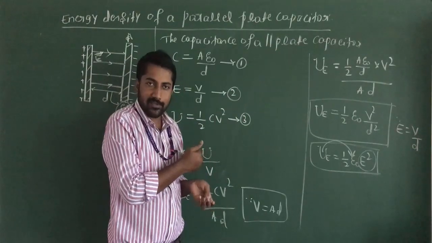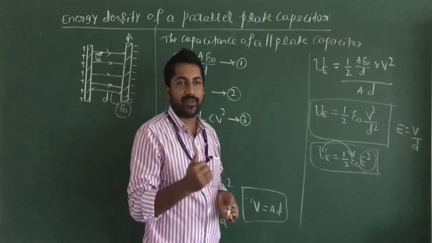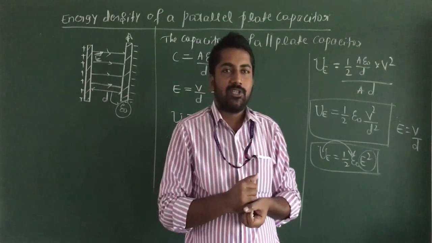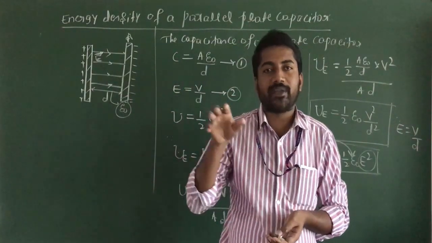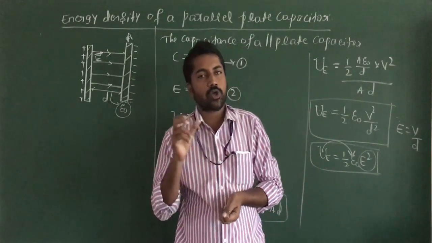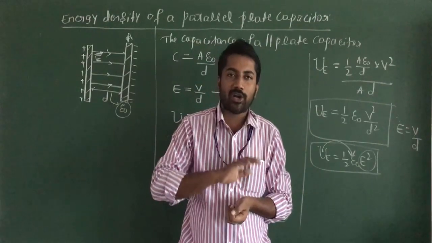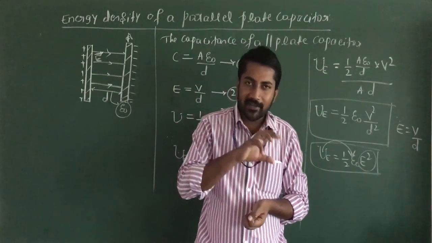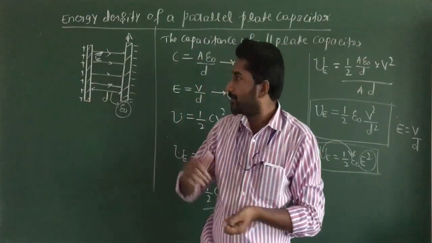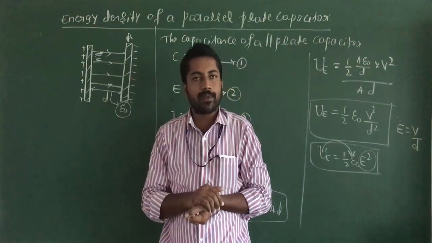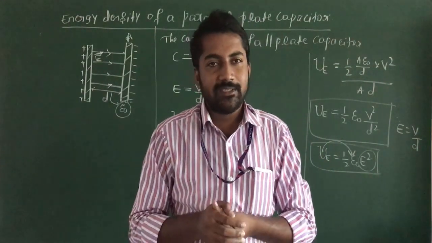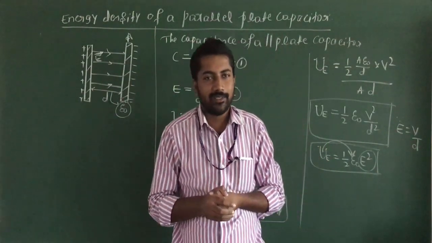In this topic we have studied what a capacitor is, the capacitance of a capacitor, the energy stored in a capacitor, what factors the capacitance of a capacitor depends on, and the grouping of capacitors. Capacitors connected in series, capacitors connected in parallel. What is the difference between the series combination and parallel combination? And this is the last concept, energy density of a parallel plate capacitor, and also we have studied the uses of capacitors. Thank you.